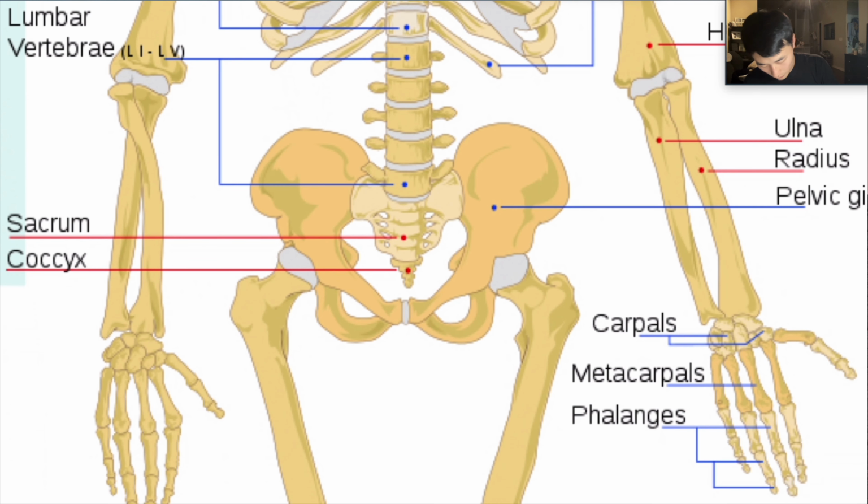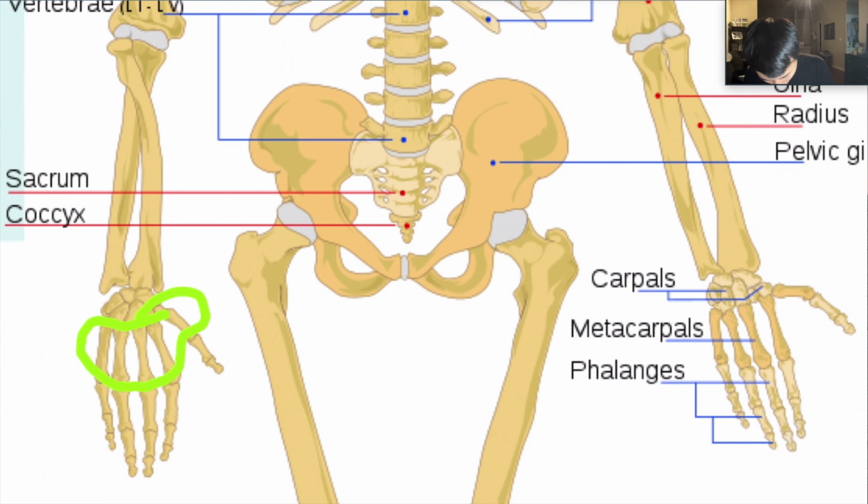So the carpals are located here. They're typically called the wrist bones, and there are multiple of them. And there are metacarpals here. And these are the phalanges right here.